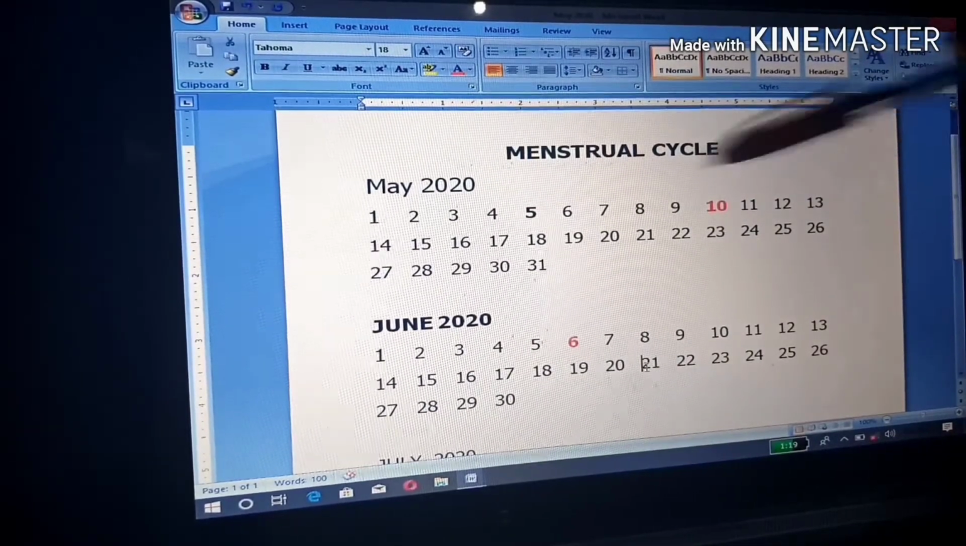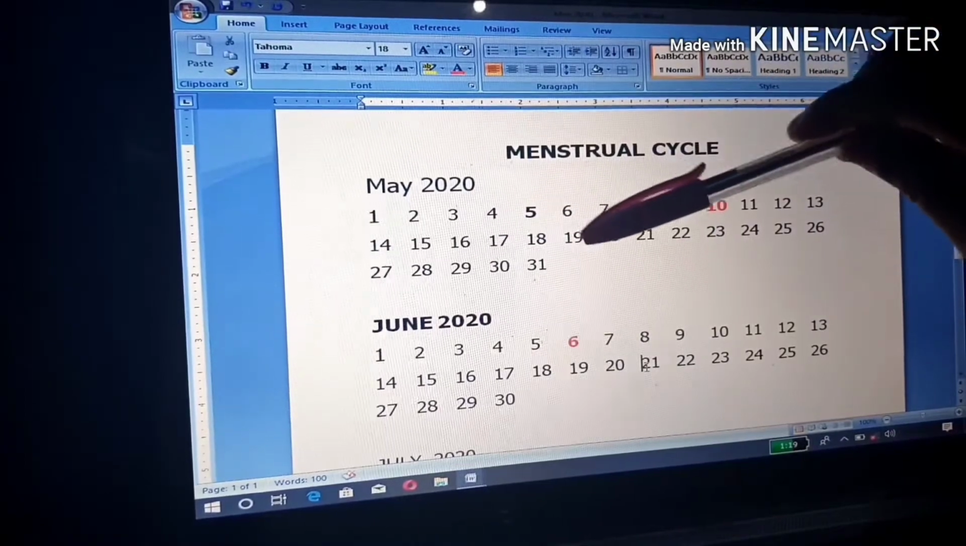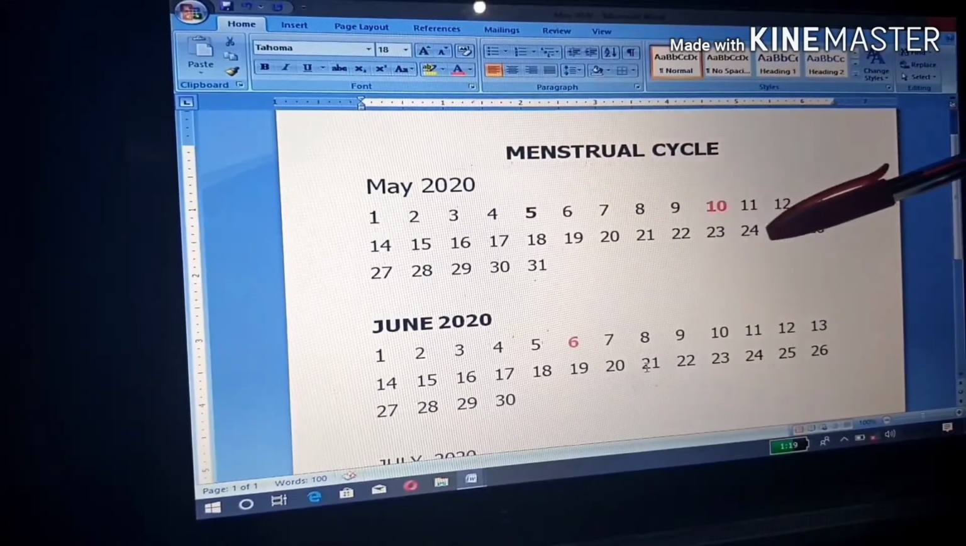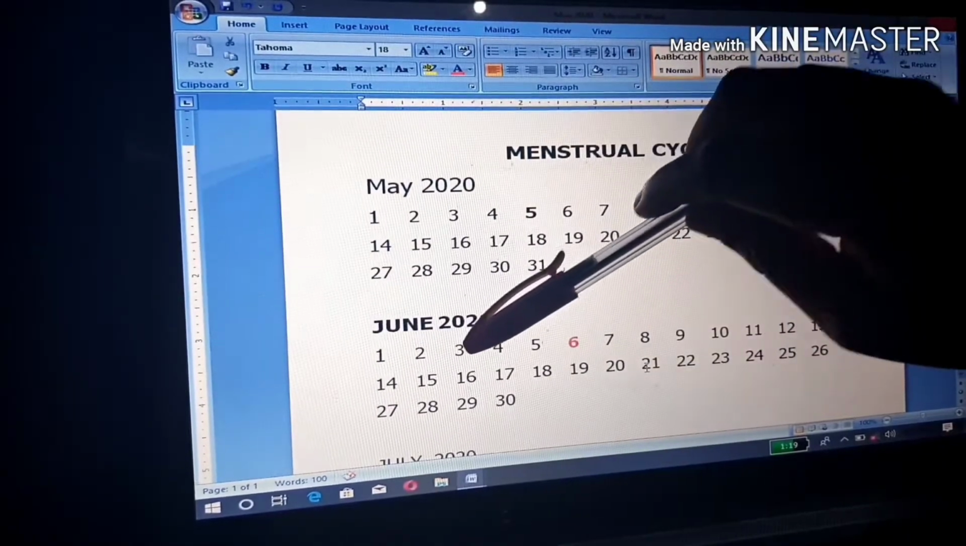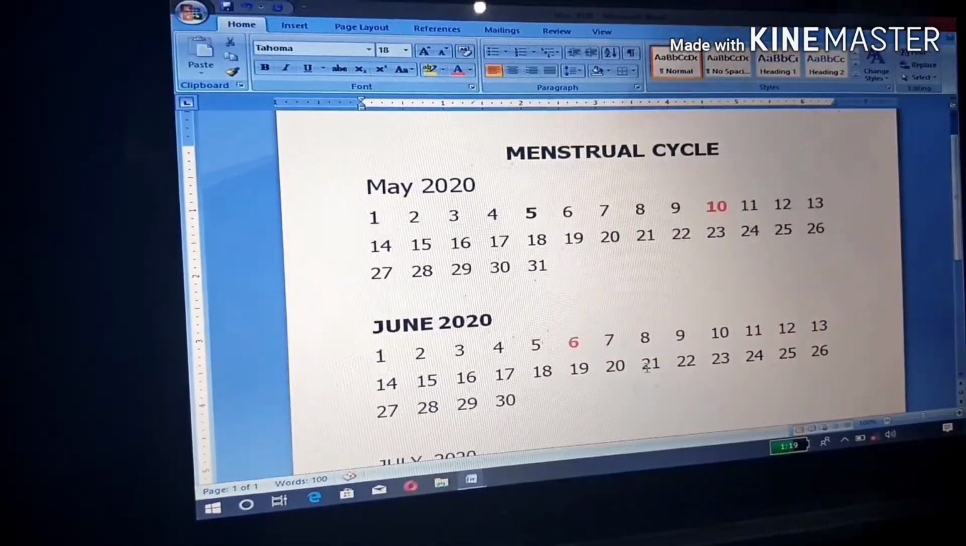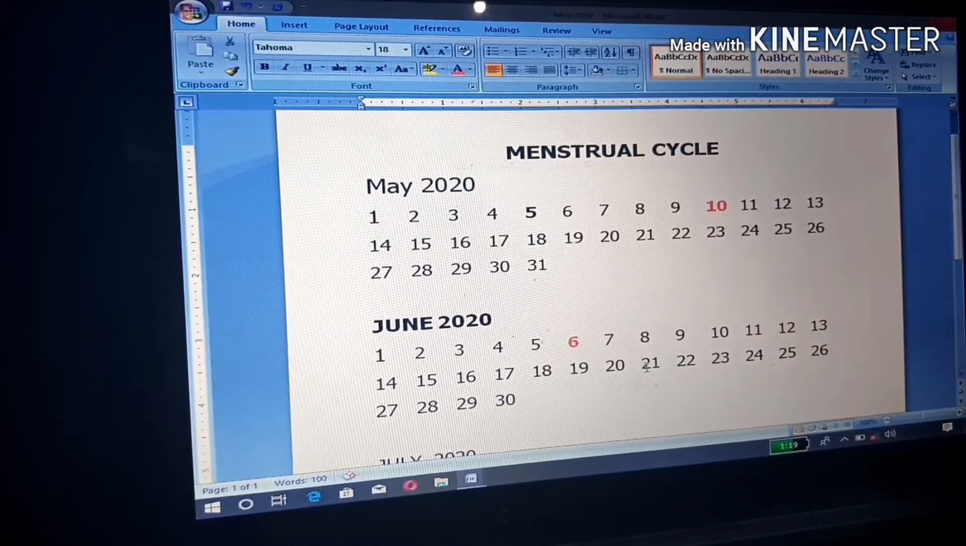1, 2, 3, 4, 5, 6, 7, 8, 9, 10, 11, 12, 13, 14, 15, 16, 17, 18, 19, 20, 21, 22, 23, 24, 25, 26, 27, 28. That means your menstrual cycle is 28 days. Hope you understand perfectly well on how to calculate your menstrual cycle.